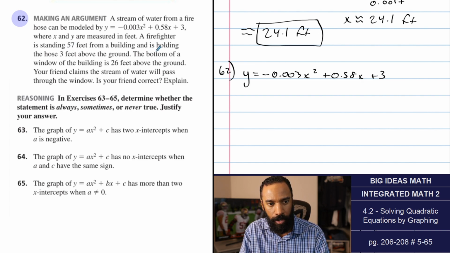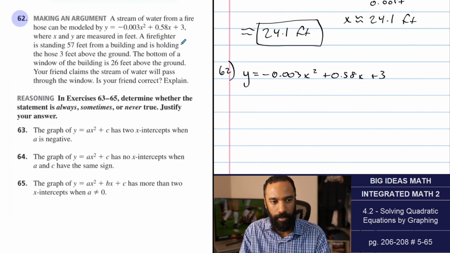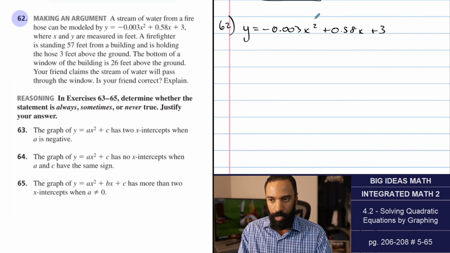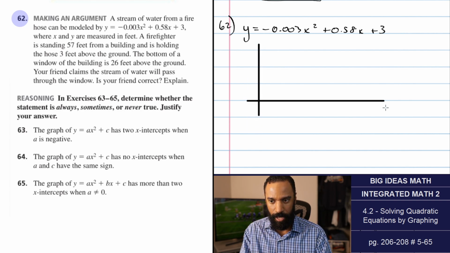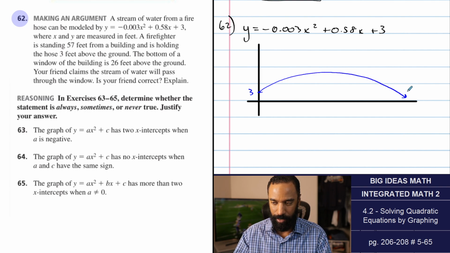The bottom of a window of the building is 26 feet above the ground. Your friend claims a stream of water will pass through the window. Is your friend correct? Explain. Okay, so here's the layout of how I imagine this graph. This isn't going to be a perfect scaling or anything, but it's like a water hose thing. Here's 3 feet above the ground. The water hose is doing something like that, okay?